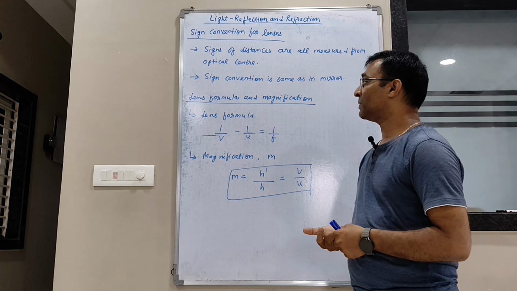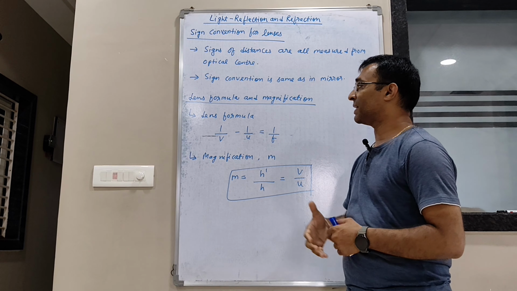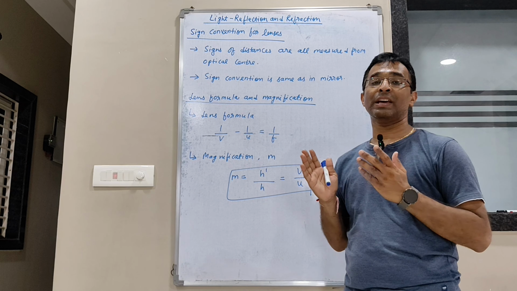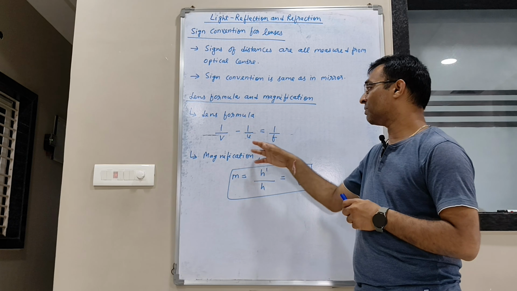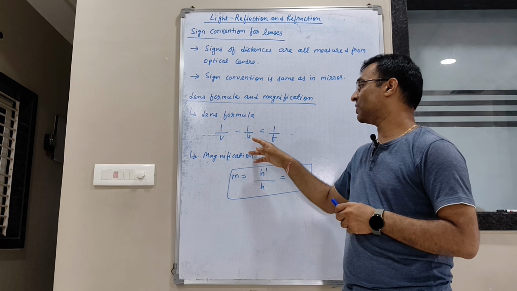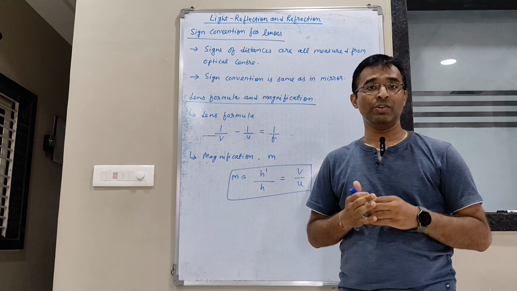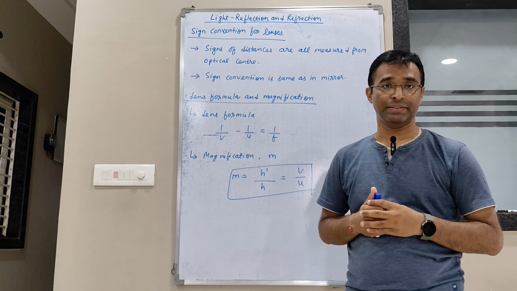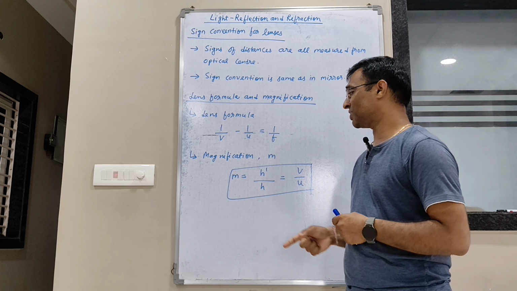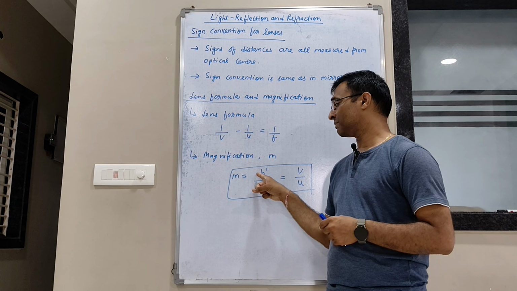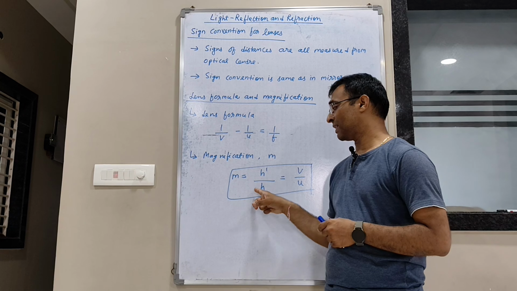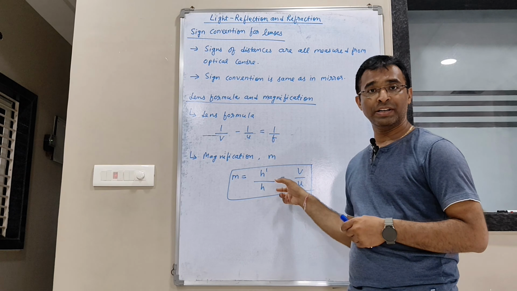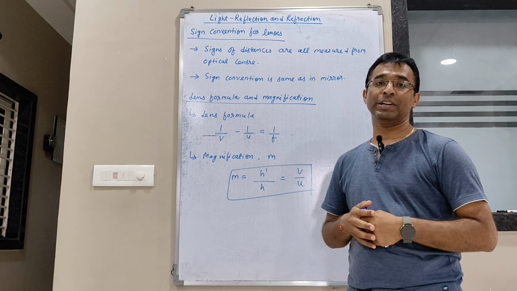Second topic, lens formula and magnification. In mirrors we have the mirror formula, in lenses we have the lens formula. The lens formula states that 1/v - 1/u = 1/f, where v, u, f represent the image distance, object distance and focal length. Next is magnification. Magnification states that height of the image divided by height of the object is equal to v/u. That means image distance upon object distance.